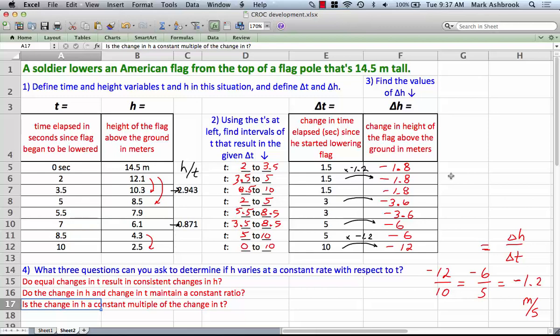So we're asking, are t and h in constant rate of change? Do their changes maintain a constant ratio? Does an equal change in one give a consistent change in the other, et cetera? Do you see? These are the quantities in focus. We analyze the changes, apply those three criteria to see if we have constant rate of change. So quickly here, let's graph it.